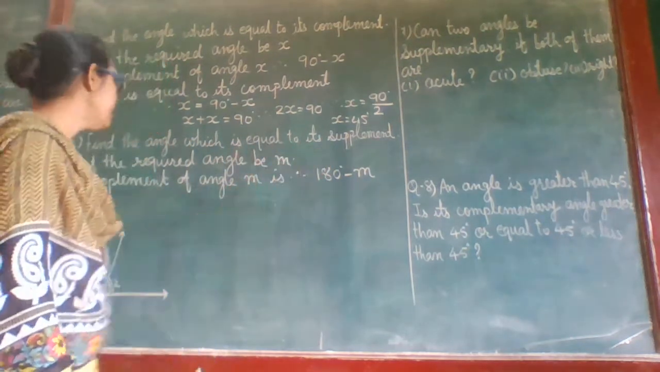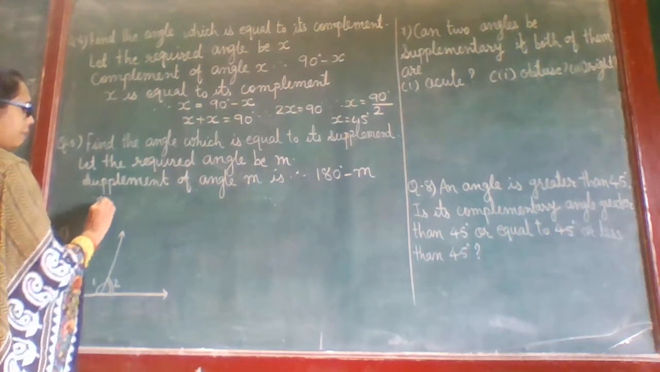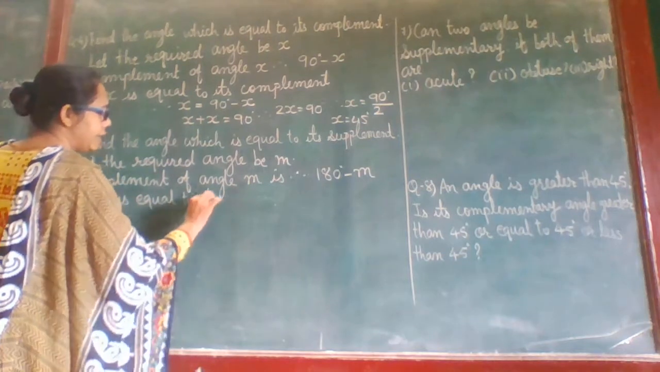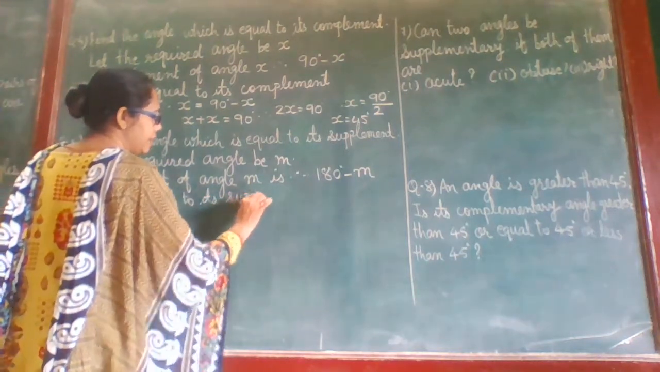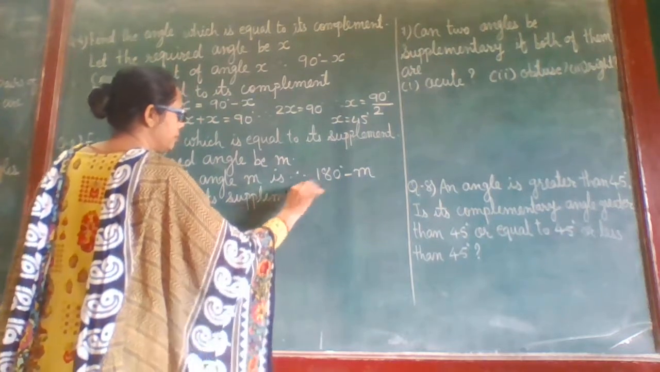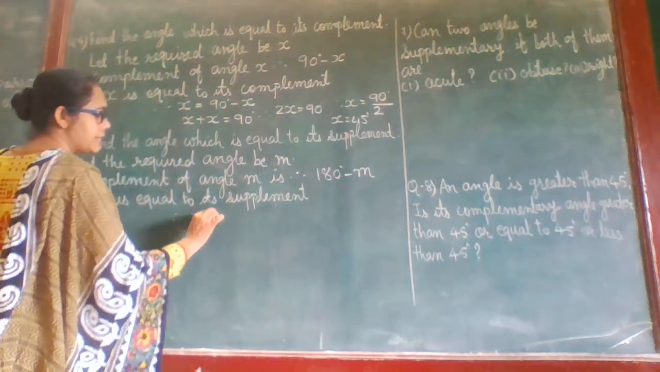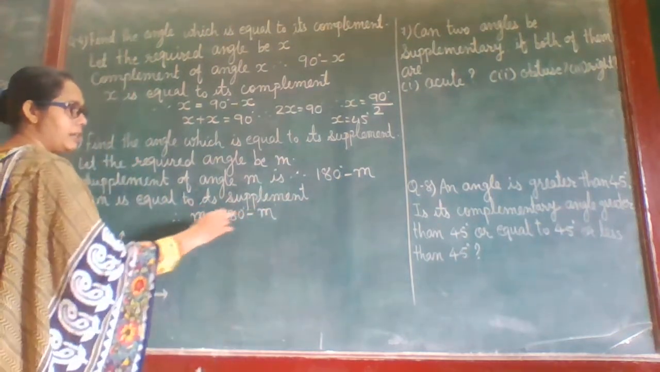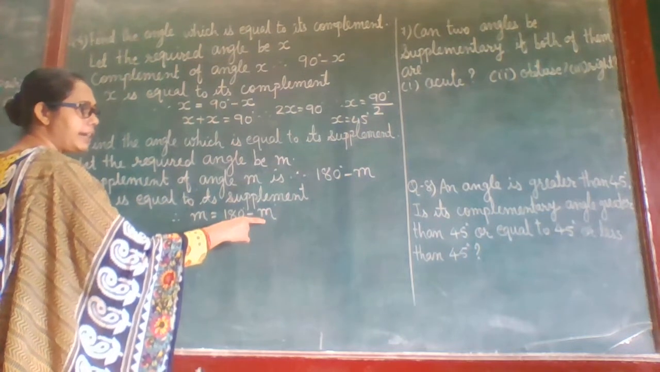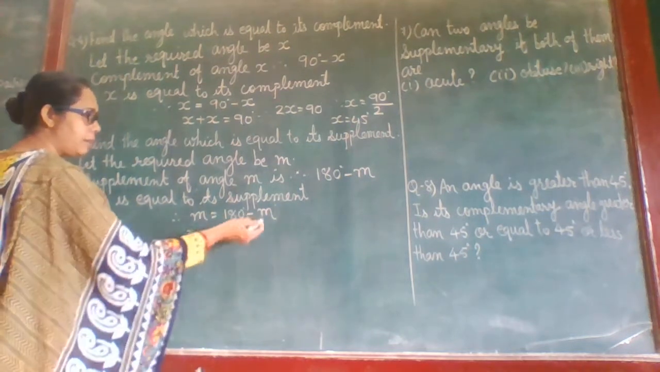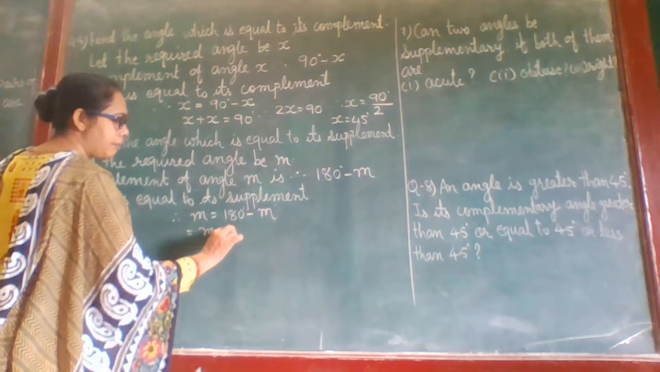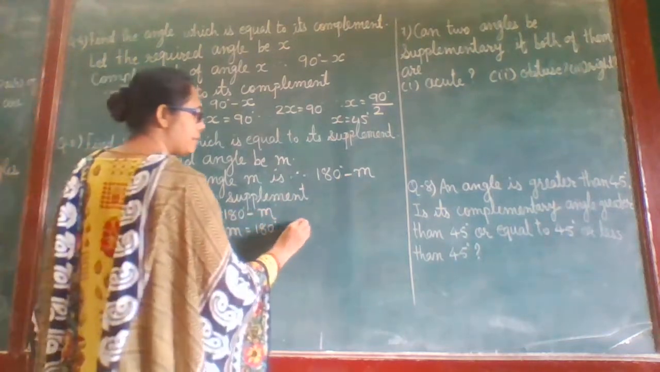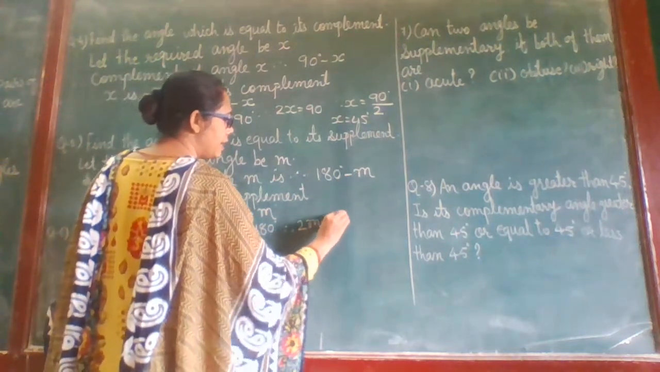Now in the same way, here it is given to us that the angle which we have taken is equal to its supplement. Means here we write n is equal to its supplement. So n is equal to 180 degrees minus n. Its supplement angle is 180 degrees minus n. Now we take minus n to this side, it becomes n plus n is equal to 180 degrees. So n plus n is 2n equals 180 degrees.